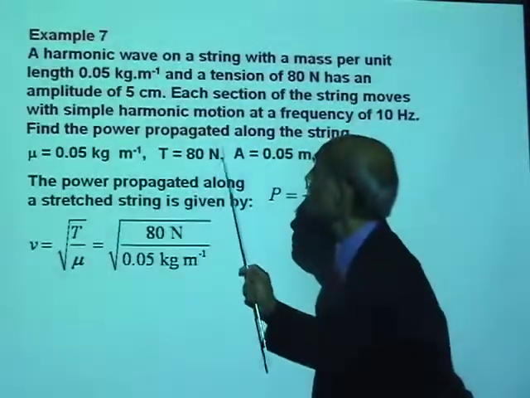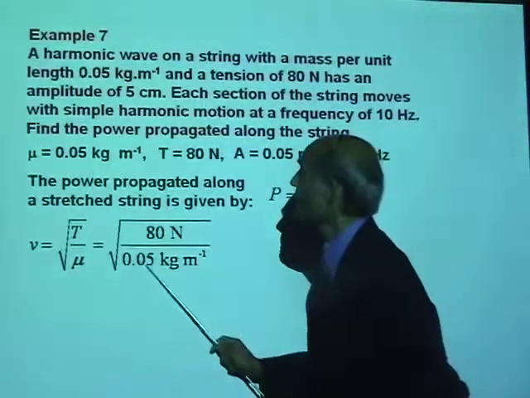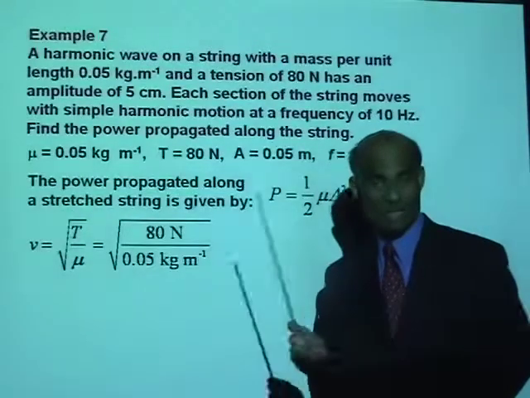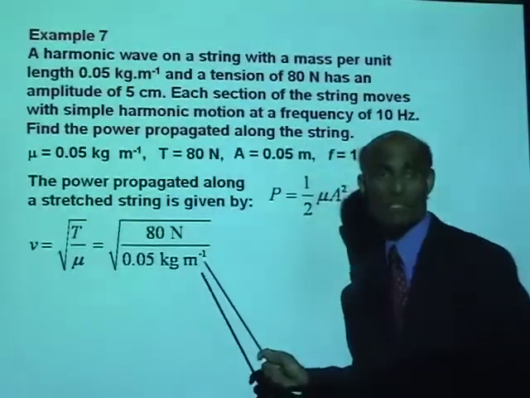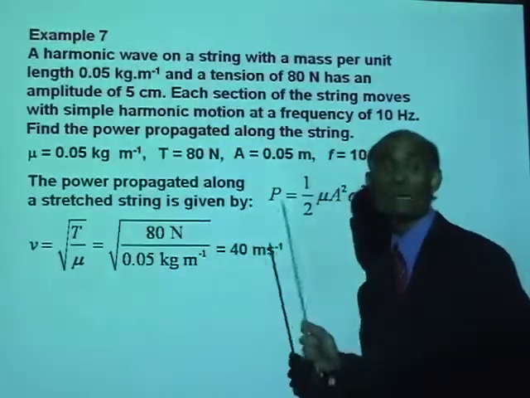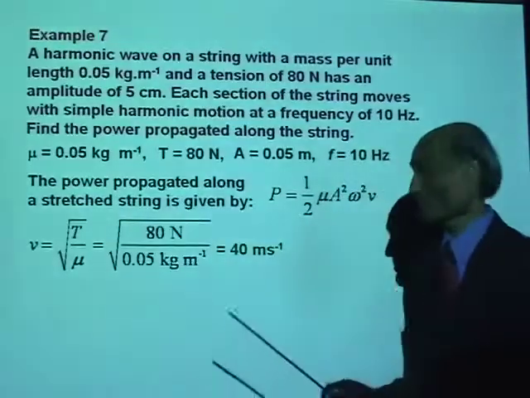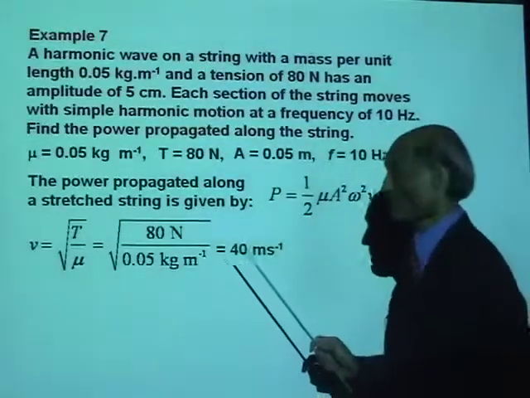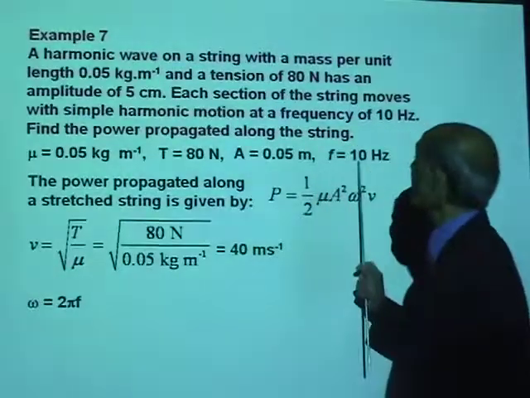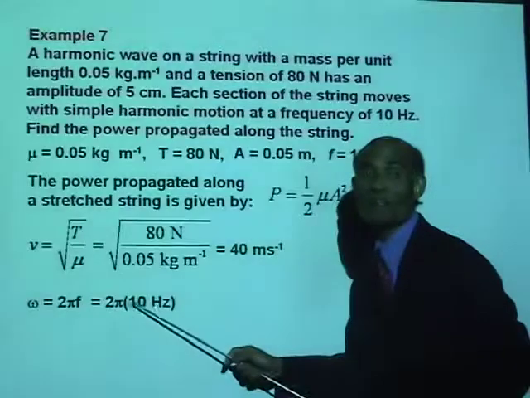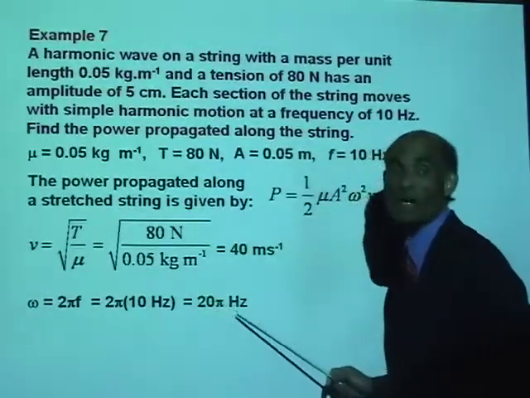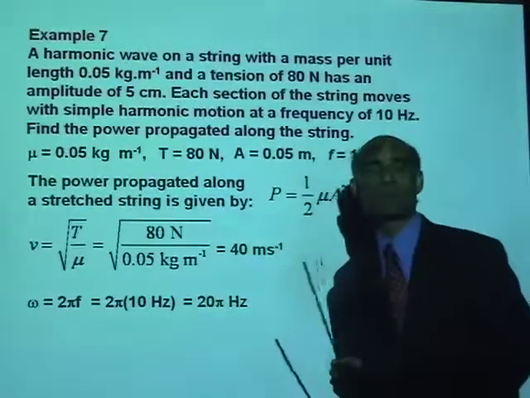That will be the square root of 80 Newton divided by 0.05 kilogram per meter. Alright, calculate that on your own and see whether you get my value. I got it as 40 meter per second. Alright, please check it. Okay, omega equals 2 pi f, f equals 10 Hertz. That would be 2 pi multiplied by 10 Hertz. That is 20 pi Hertz. You can leave it in terms of pi.